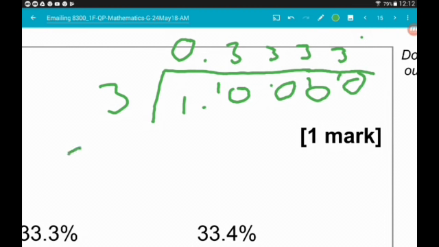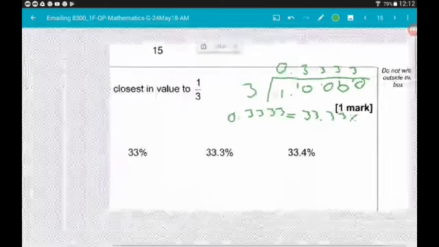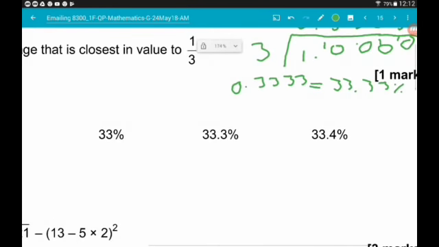So if we do 0.3333, if we turn that into a percentage, we multiply by 100. So this is 33.33% if we go to 2 decimal places. So the closest one here is 33.3%.